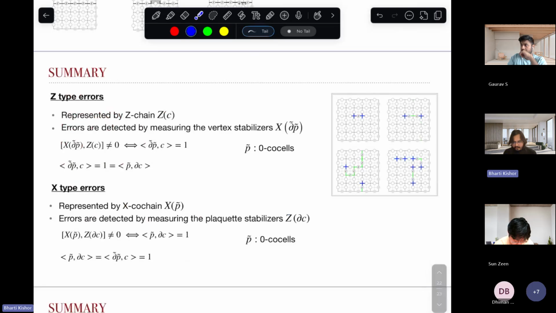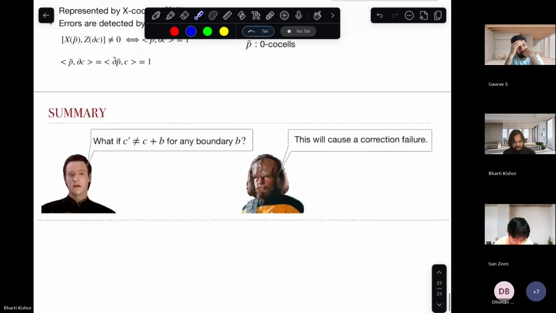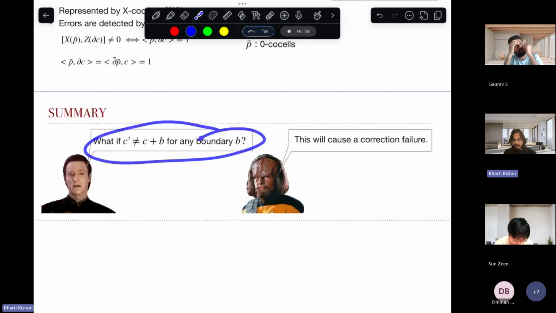And you have Z type errors, which you figure out by measuring the vertex stabilizers, because that's what clicks and gives you one in terms of the inner product. The X type errors are detected by measuring the plaquette stabilizers, because that's what clicks and gives you one, like the inner product. And what if this does not happen? Then this will cause a correction failure.